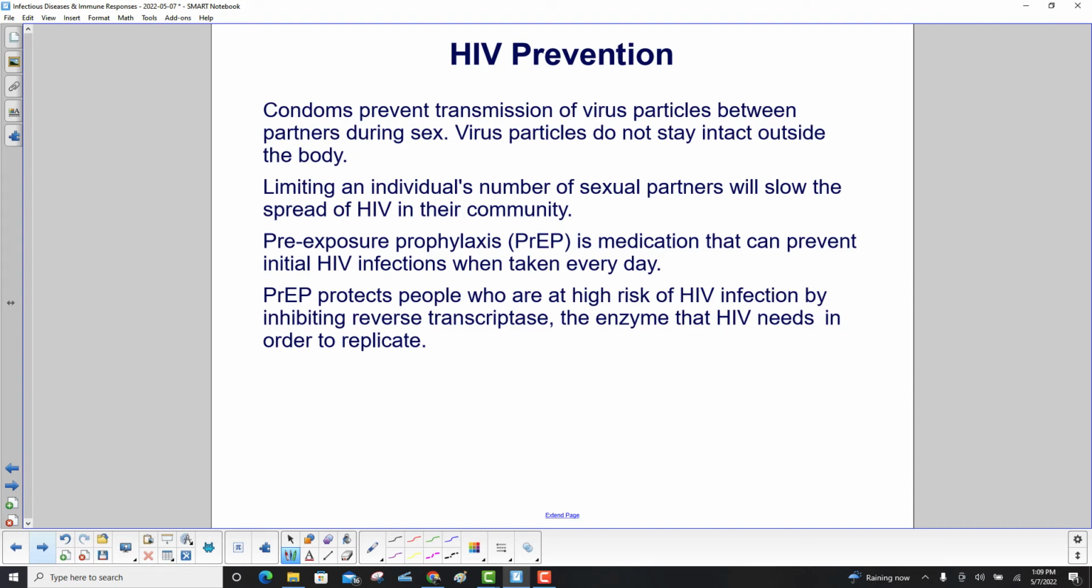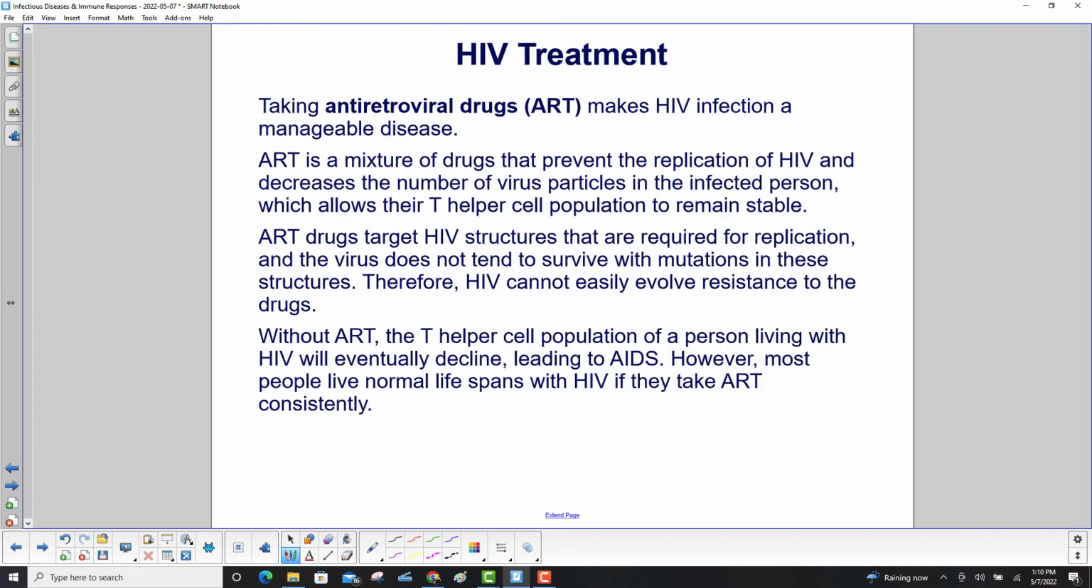Pre-exposure prophylaxis, or PrEP, is medication that can prevent initial HIV infections when taken every day. PrEP protects people who are at high risk of HIV infection by inhibiting reverse transcriptase, the enzyme that HIV needs in order to replicate. Taking antiretroviral drugs, or ART, makes HIV infection a manageable disease. ART is a mixture of drugs that prevent the replication of HIV and decreases the number of virus particles in the infected person. That allows their T helper cell population to remain stable.